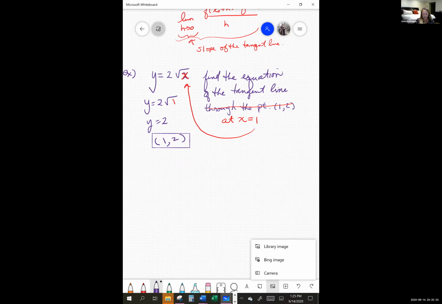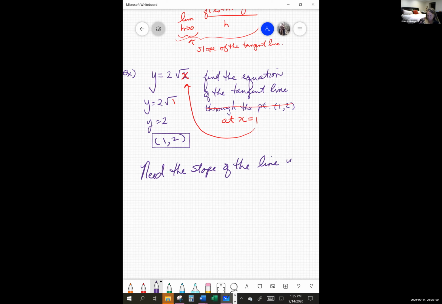But we also need to figure out what the slope is at x equals 1. So we need to find the slope of the line y equals 2 square root of x at x equals 1.